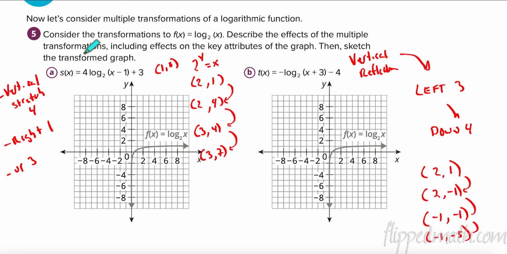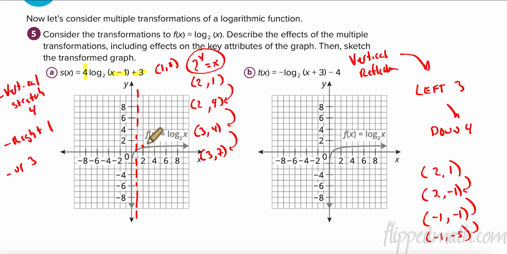All right, welcome back. So this one, I have a vertical stretch of 4. I go to the right 1, and I'm going up 3. All right. So the first thing I would say is this. When I draw this, I'm going to look at doing the asymptote first. So I know that I'm going to go right 1. So I'm going to draw my asymptote, because I now know that my domain can change when I do these, right? All right, so I start here. I rewrote this as 2 to the y equals x, the base one. All right, and I'm going to find a point. So when I plug in y is 1, I got 2. So I have a point of 2, comma 1.